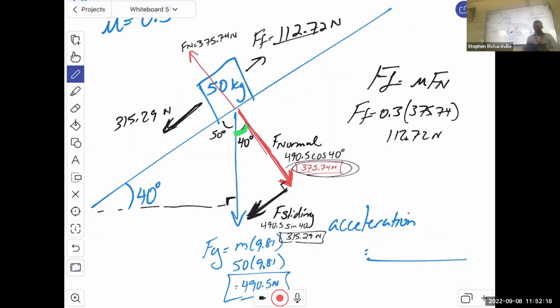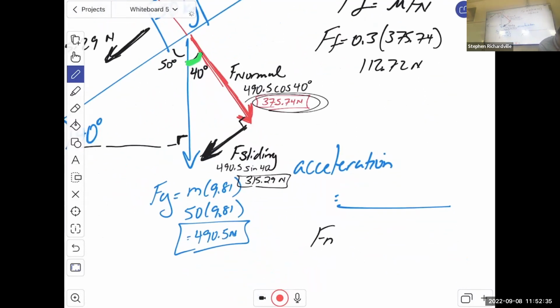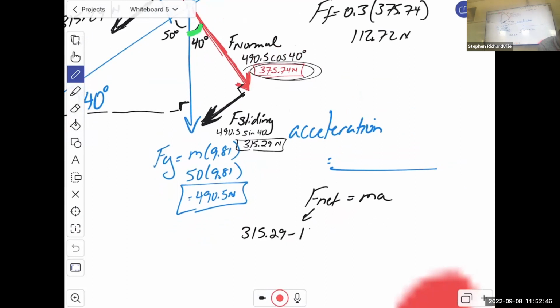Now I'm done. I'm ready to be done. What's making it go down the ramp? This piece of gravity, the 315. What's opposing that? The friction, which is the 112. So acceleration always comes from F net equals ma. And in this case, the net force is 315.29 minus 112.72. The thing's in kilograms.